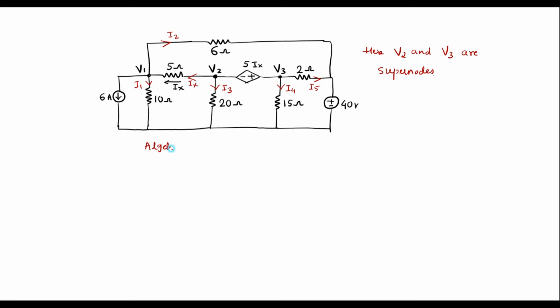That is, let me write: algebraic sum of currents at super nodes is 0. So now let me analyze the super nodes first. Here we can say that the positive terminal is connected to V3, the negative terminal is connected to V2. I can write it as V3 minus V2 is equal to 5Ix. Let me call it equation 1.